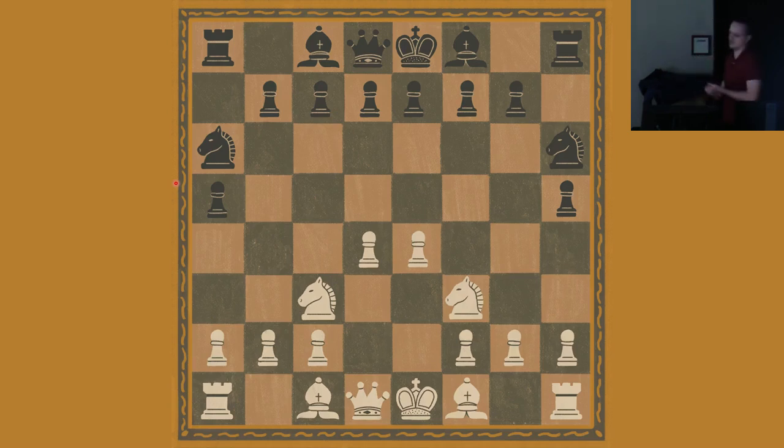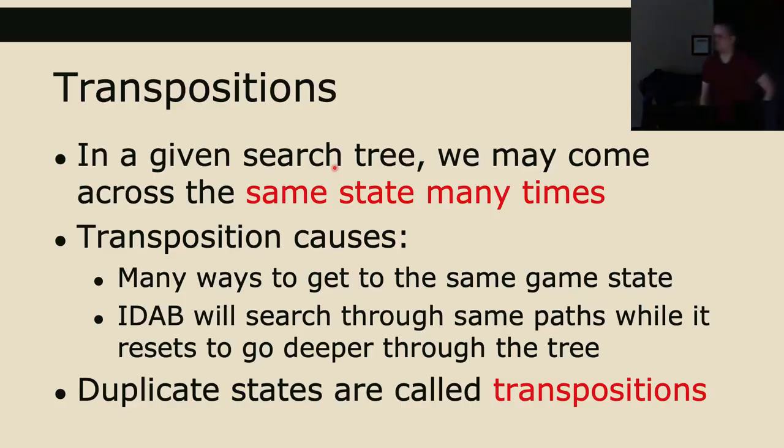So the search tree can be a little bit misleading, and we talked about this before when we talked about state space versus game tree complexity, and how the number of possible states there are in a game is far, far fewer than the number of possible ways to reach those states, right? So transpositions are interesting. So in a given search tree, we may come across the same state many, many times. And the causes for transpositions, there are two main causes. One of them is that there are many ways to get to the same state, as we just said.